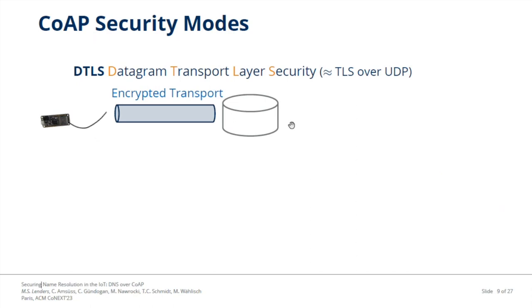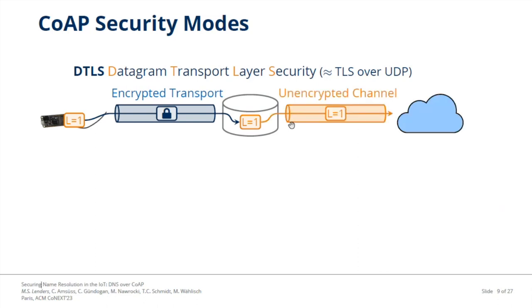CoAP comes with two security modes. First, there is Datagram Transport Layer Security, which is basically TLS over UDP. The problem with that, however, is that if you send your data over an encrypted transport, and you have it at a gateway or even at some unencrypted channel, you of course lose all your confidentiality.